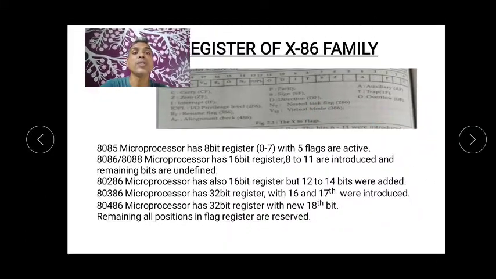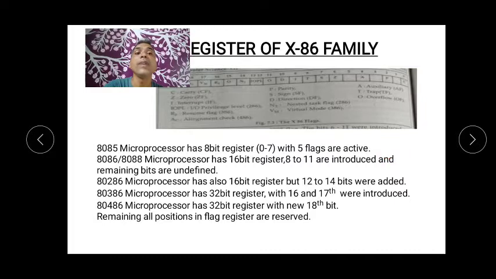Now we will have a little discussion. The 8085 microprocessor was having 8-bit registers, 0 to 7, with 5 flags active. The 8086 and 88 microprocessors have 16-bit registers; bits 8 to 11 are introduced and the remaining bits were unused. Then the 80286 microprocessor is also 16-bit, but bits 12 to 14 were added. Then the 80386 microprocessor is 32-bit, and bits 16 and 17 were introduced. Then the 80486 microprocessor, again 32-bit, with only one flag added, that is the 18th bit. All the remaining positions in the flag are reserved.